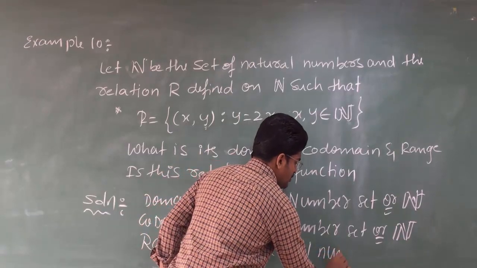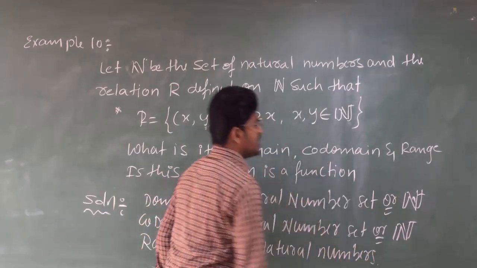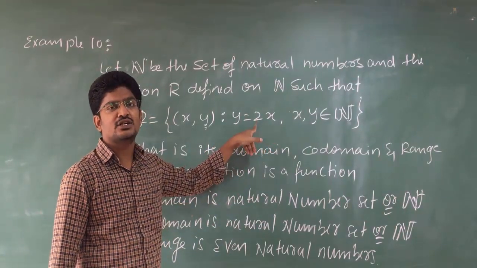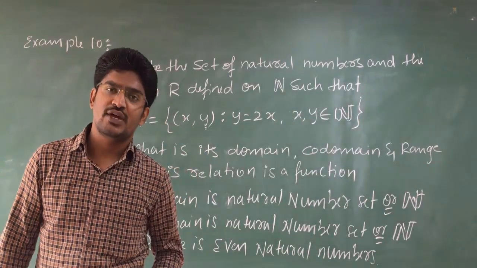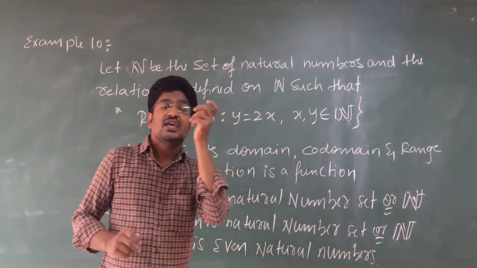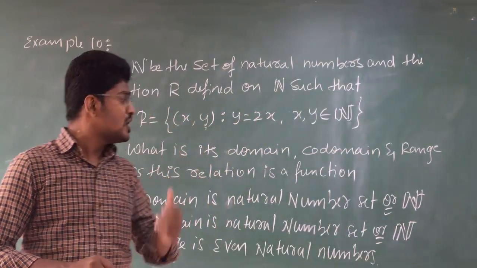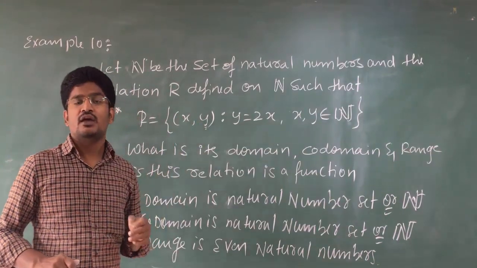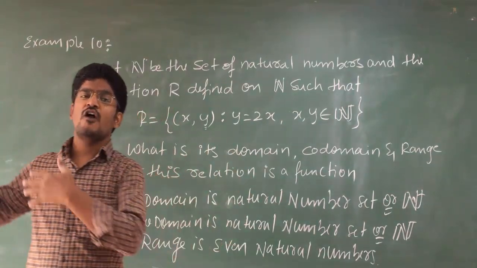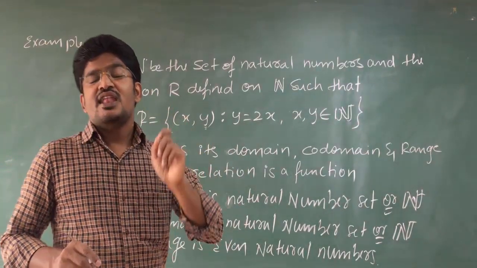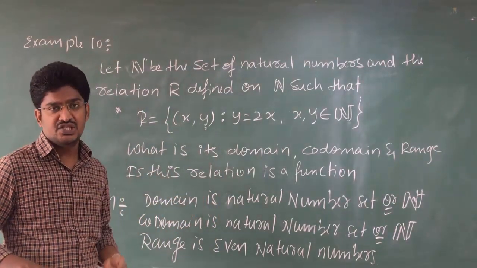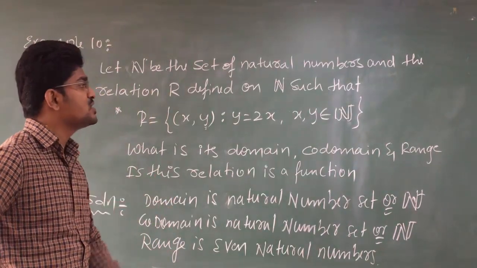Even natural numbers. Why is it even natural numbers? See here, y will be equal to what? 2, 4, 6, 8, 10, 12. That means you are going to get multiples of 2. You are not going to get any negative numbers. So here all even natural numbers are going to be there for this y. 2 will come, 4, 6, 8, 10, 12, and so on. That means even natural numbers are going to be there in your range. Okay, so these three things are over.